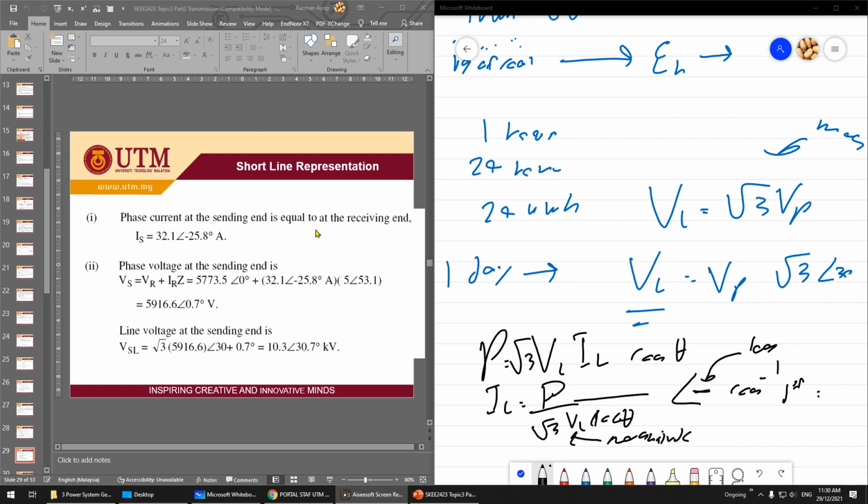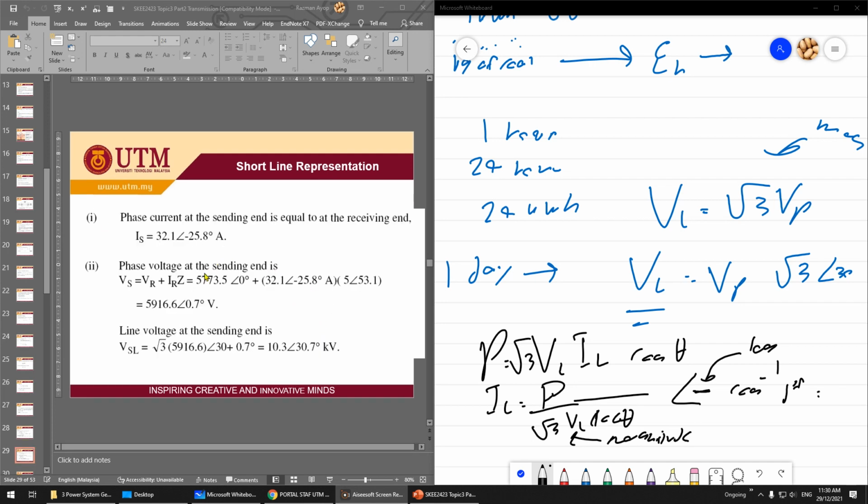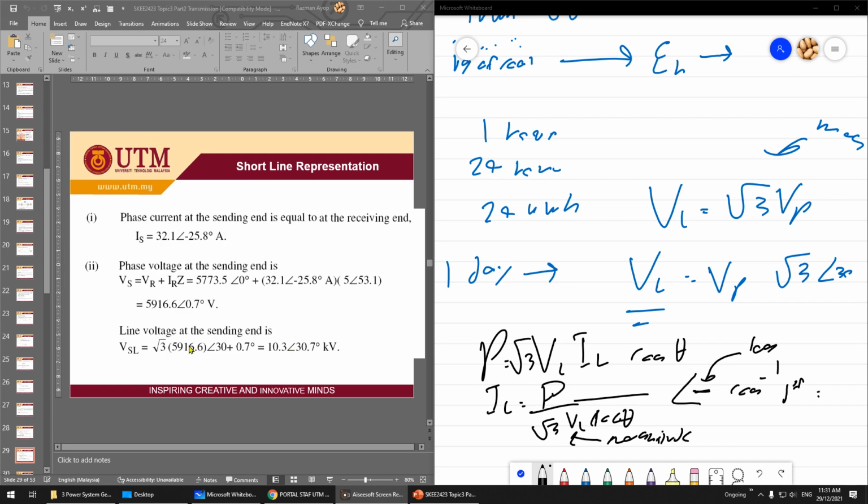And then you have to find the phase current. This is the phase current, I line divided by square root of 3. Phase current and the phase voltage. Make sure you know how to calculate this. V_R plus I_R times Z, remember, don't forget to multiply by kilometer. And then you have to know how to convert the line voltage back. So from phase voltage go to line voltage, something like that.